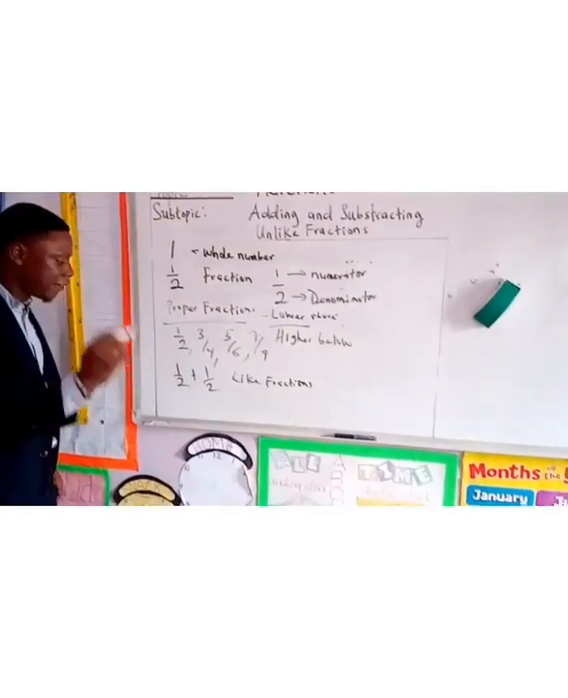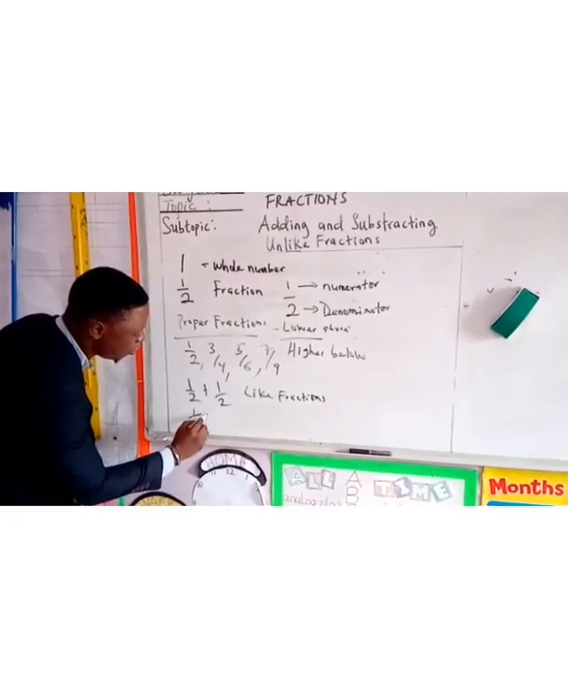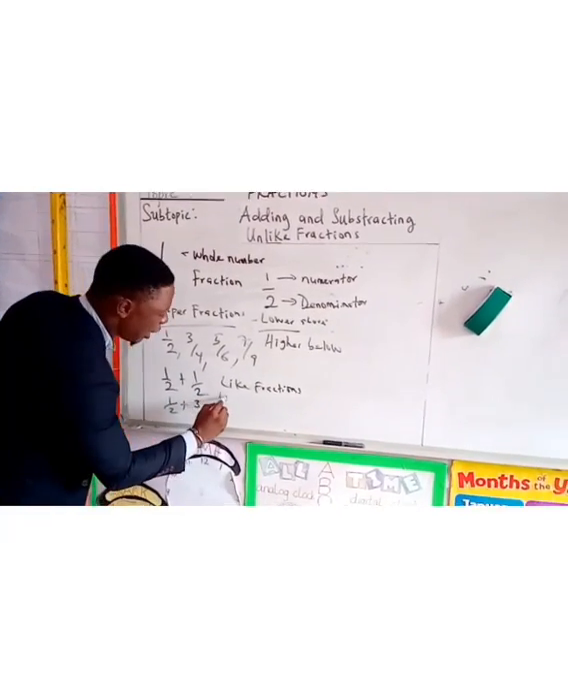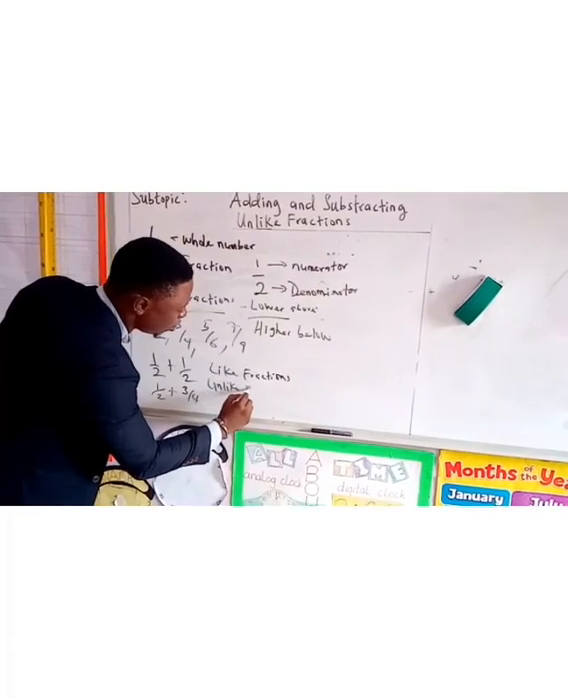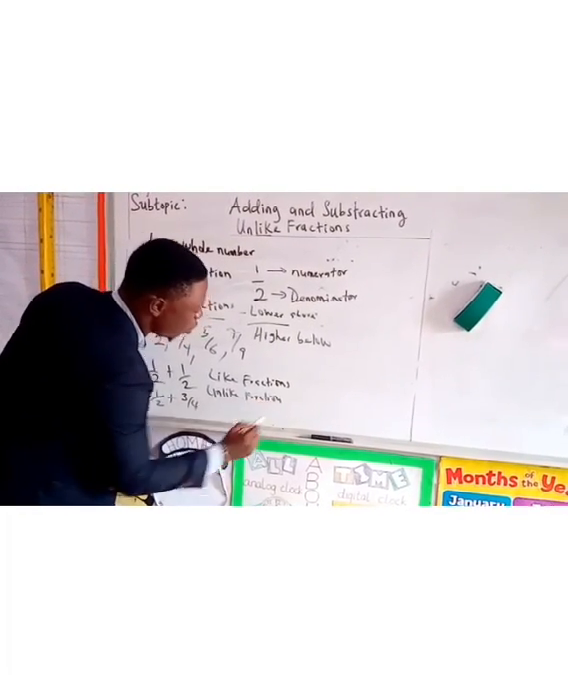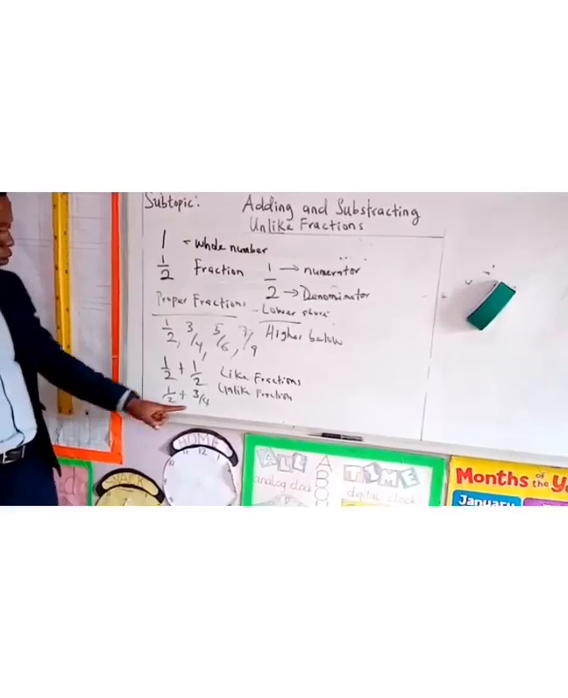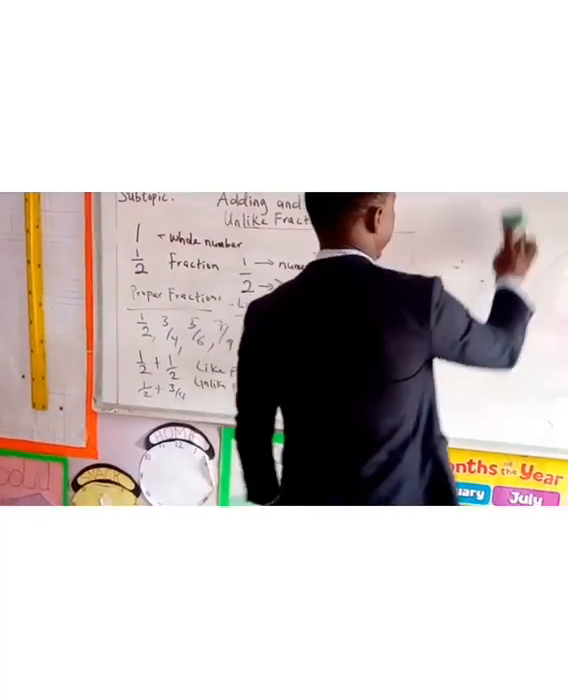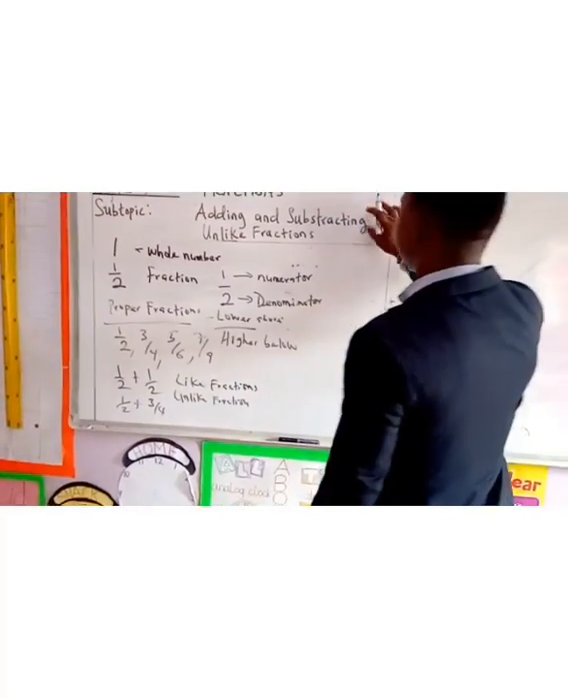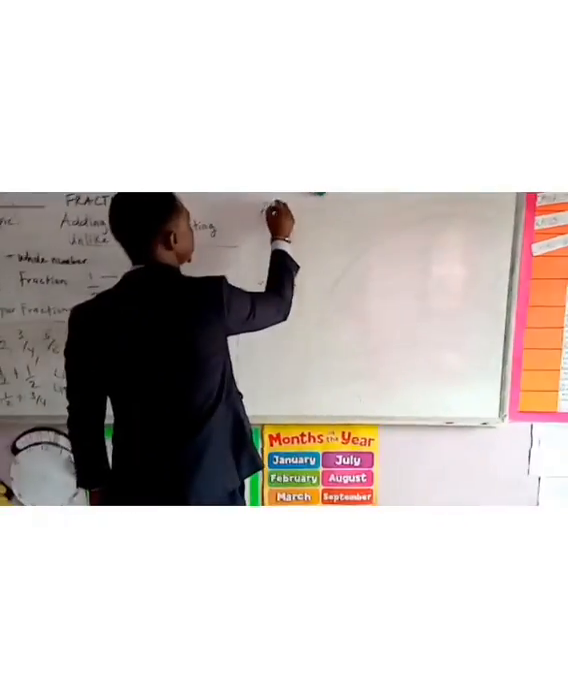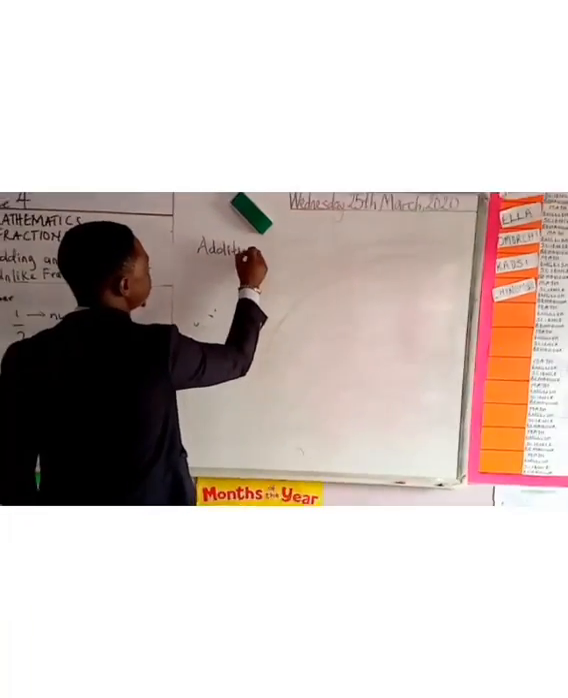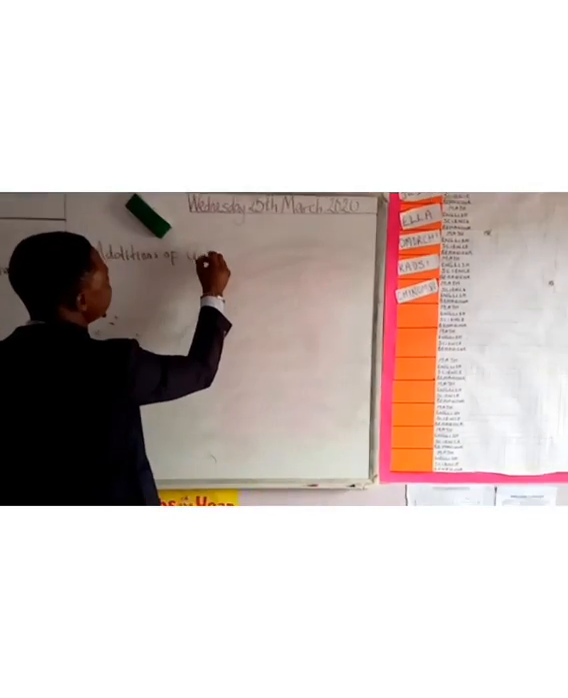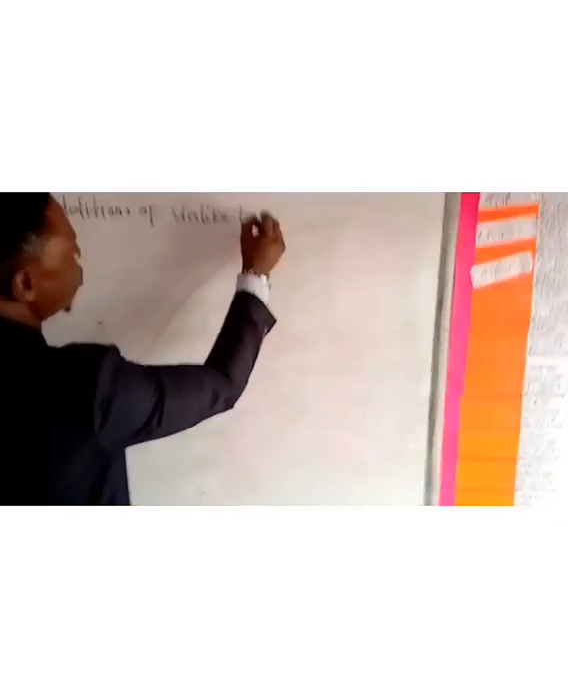So an example of an unlike fraction is 1 over 2 plus 3 over 4. Unlike fractions. Why? I told you that the denominators will not be the same. So the topic is examples of addition of unlike fractions.